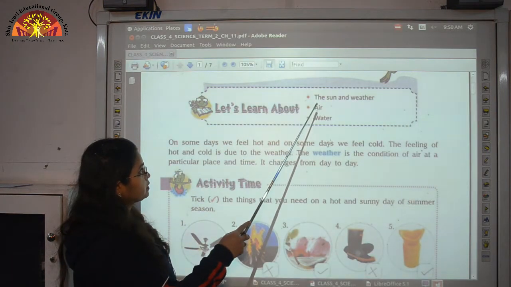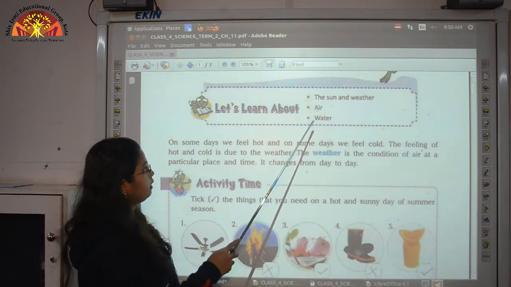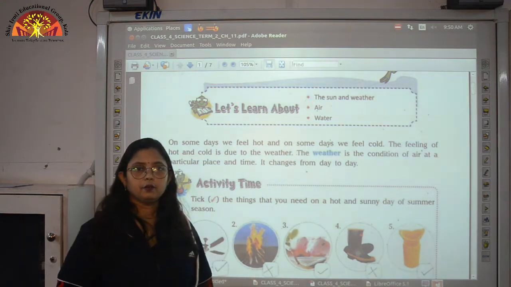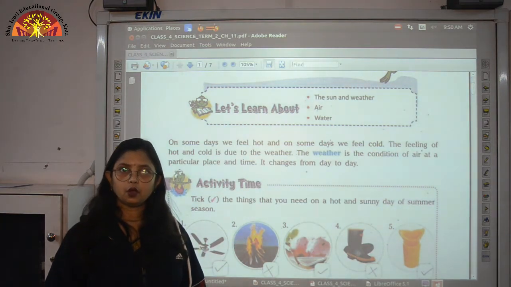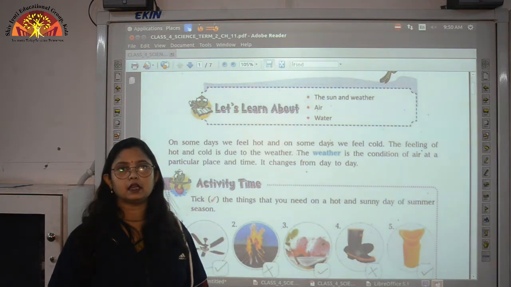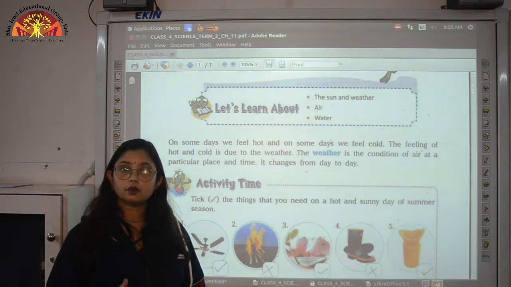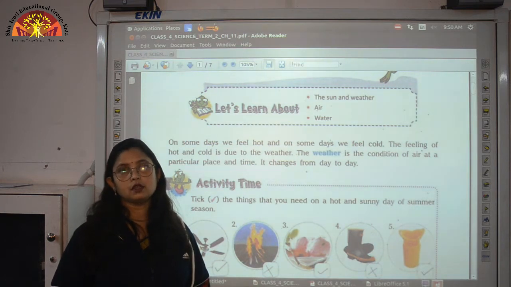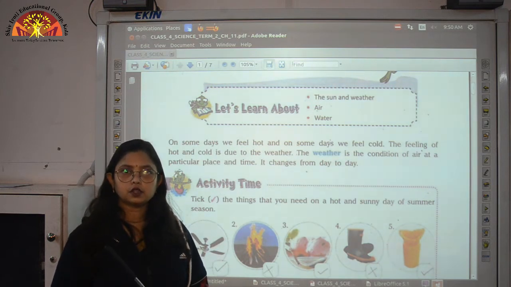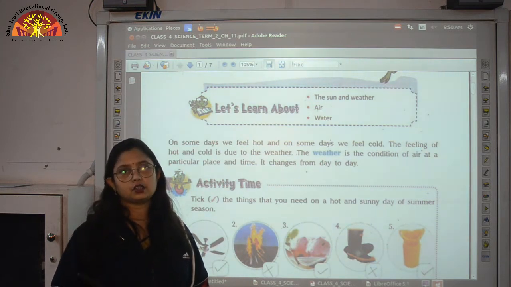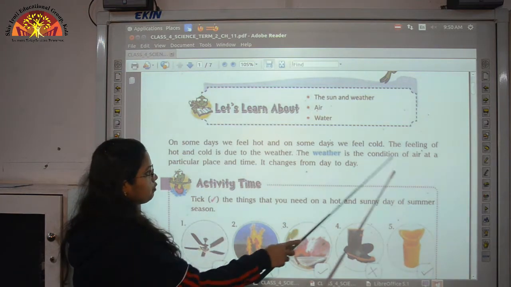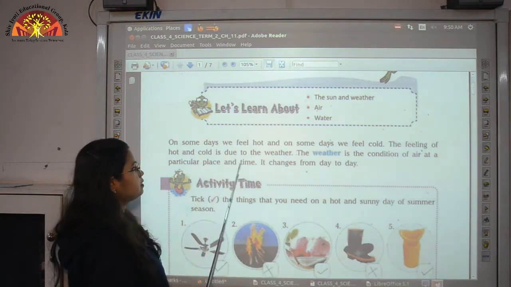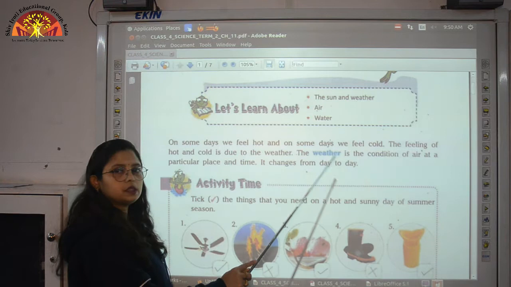In this chapter, we will study about the sun and weather, air and water. So children, sometimes we feel cold and sometimes we feel hot. Sometimes when we go outside, we see sun shining brightly in the sky and sometimes we see clouds are there. Sometimes it starts raining. So what are these changes? So children, we all are surrounded by air and these changes are referred to as weather. So children, the weather is the condition of air at a particular place and time. It changes from day to day.